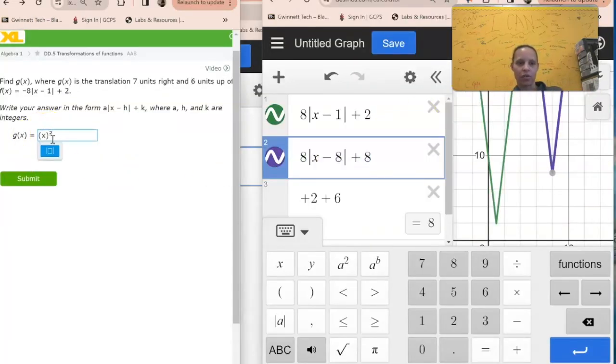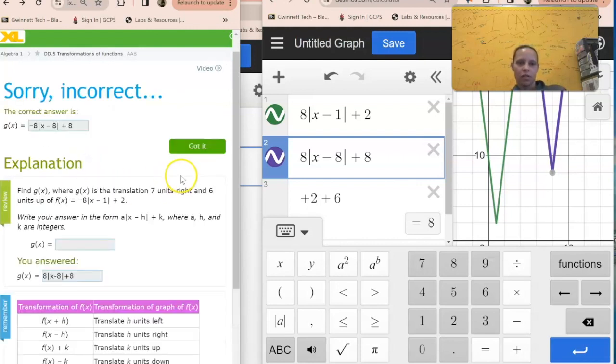All right, let's see what it'll let me paste. None of that. Okay, so cool. All right, so you got to type it out. This is 8, then x minus 8. And just be careful to make sure you type in exactly what you had. All right. And of course, as I said that, what did I type in wrong? All right, 7 right and 6 up. That's what I did, right?